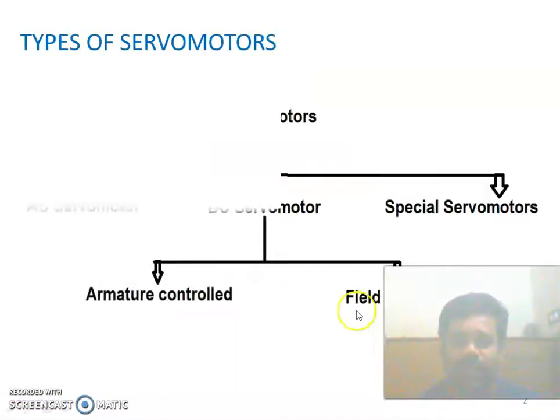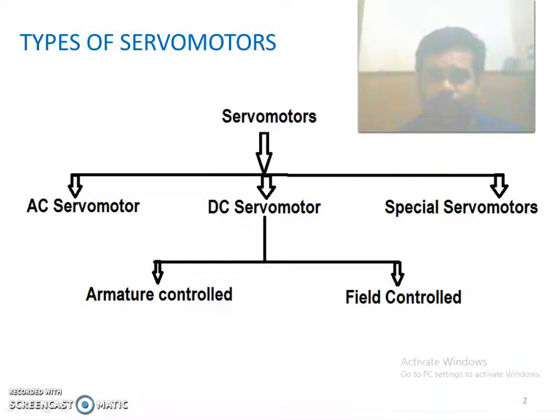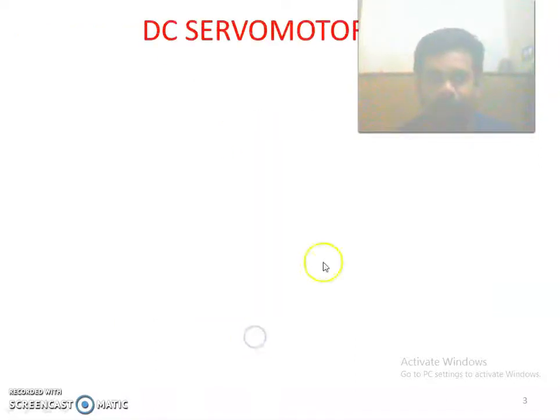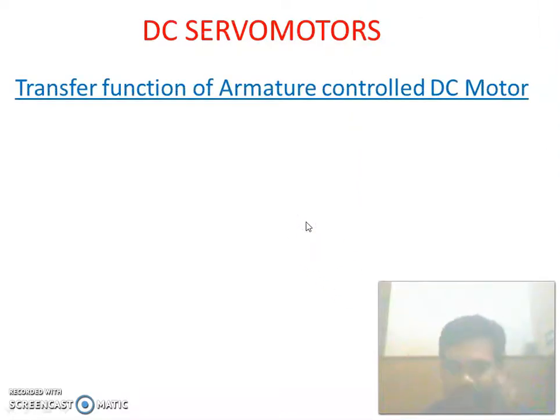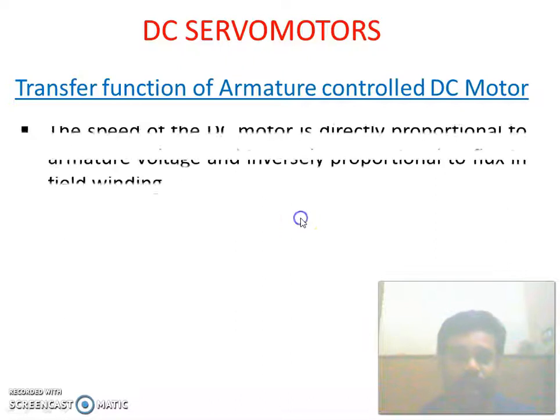Types of servo motors. Now, the servo motors are classified into three types: AC servo motor, DC servo motor and special servo motors. This DC servo motor is classified into two: one is armature control motor, another one is field control DC servo motor. Now DC servo motors. First, we are going to see the transfer function of armature controlled DC servo motor.